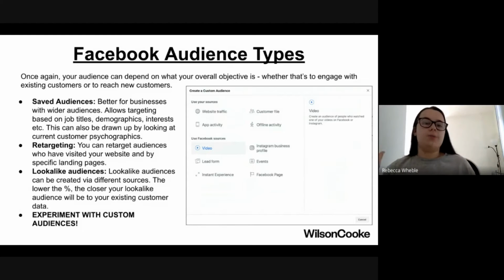And of course, experiment with it. Facebook has a very low cost per click. So even if you put a £10 to £20 budget and it doesn't work, it's only £10 to £20. Retargeting, you can retarget audiences who have visited your website and by specific landing pages. I use this all the time for clients over LinkedIn, mainly because the audience is there on Facebook. I'll go on to that a little bit later on. And also, like I've said, the cost per click is a lot lower than LinkedIn. On LinkedIn, you're looking at an average cost per click of around £2. Facebook, you're looking at around 50p. So when you weigh it up, it's a lot cheaper.